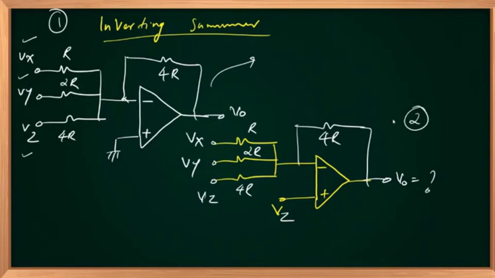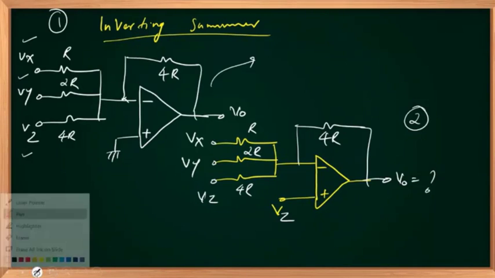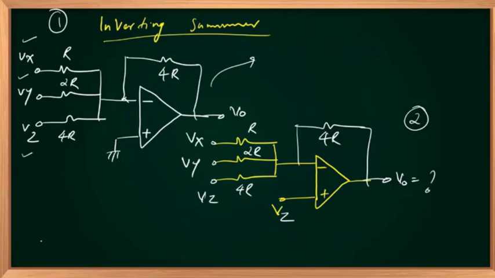Resistors are R, 2R, 4R. Feedback resistor is 4R. First thing you have to observe is the feedback is negative. Once the feedback is negative, you can mark it as a ground, V plus equal to V minus. Then partially the solution is over. Once V minus equals 0, you can directly solve the circuit.